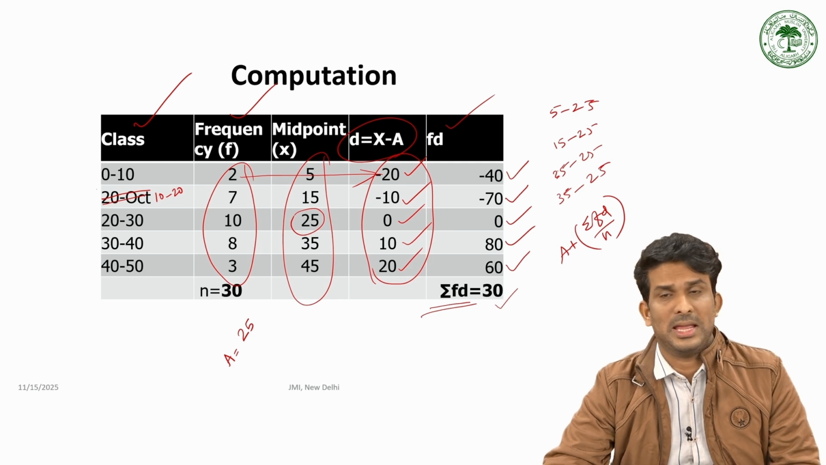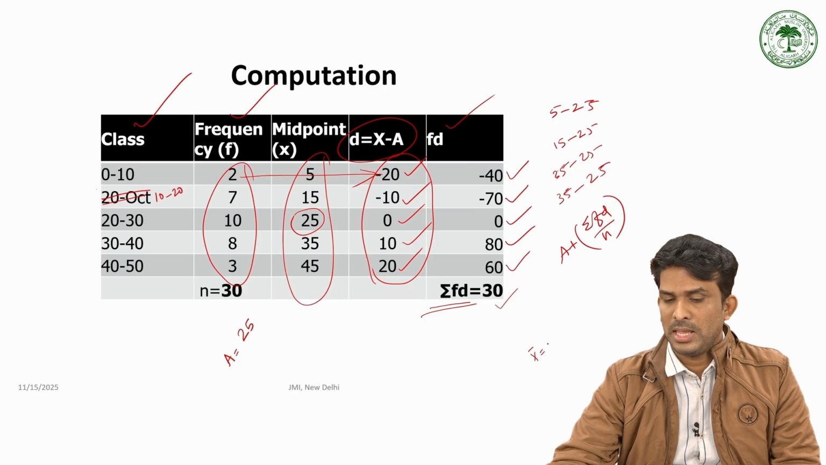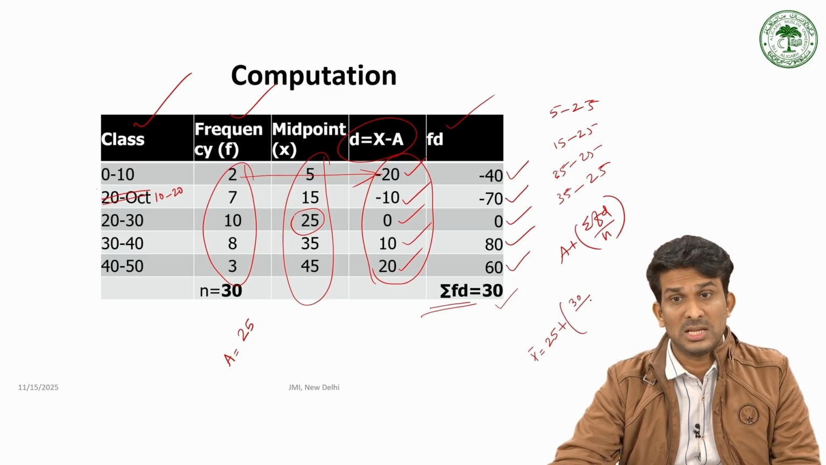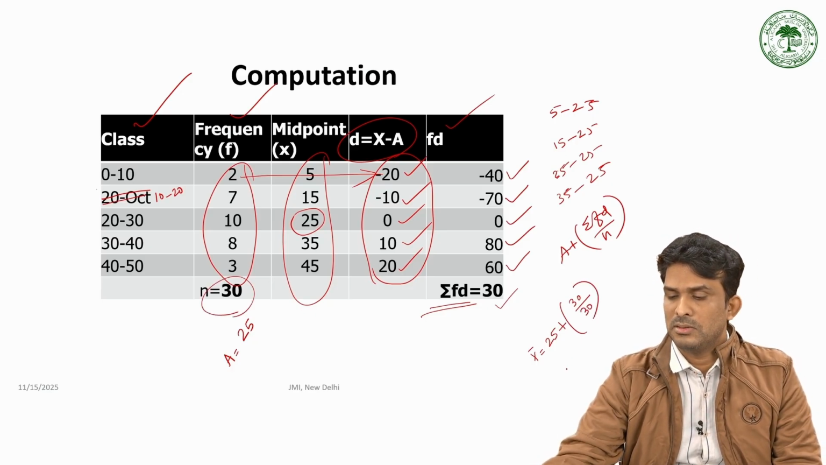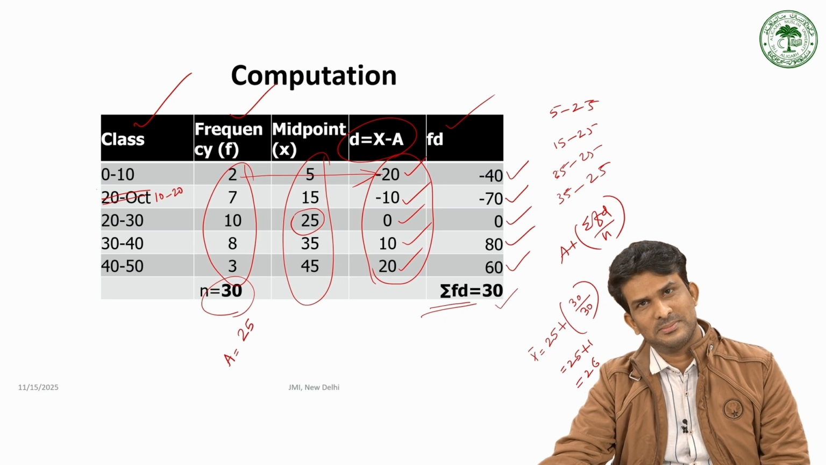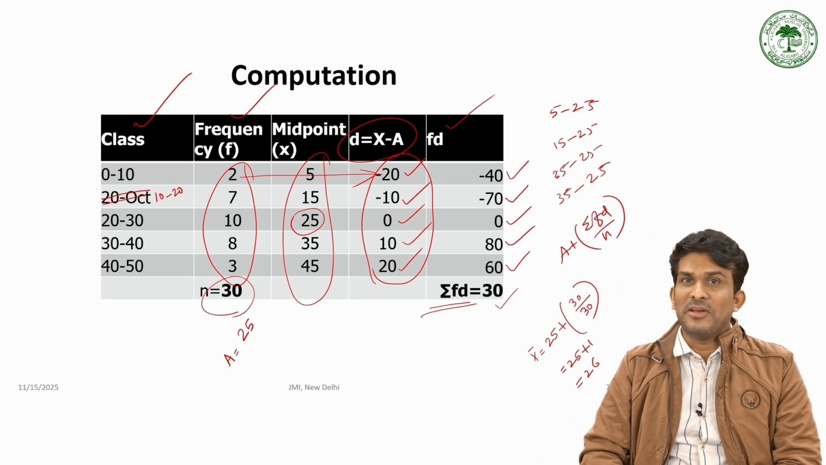Let us apply in the equation, right? Arithmetic mean is A. What is A? 25 plus what is sigma FD? 30 divided by what is sigma F or N. What is N? N is 30. 30 by 30. What is 30 by 30? Yes, 1. 25 plus 1, it is 26. Got it? It's very simple. We can calculate it very easily.